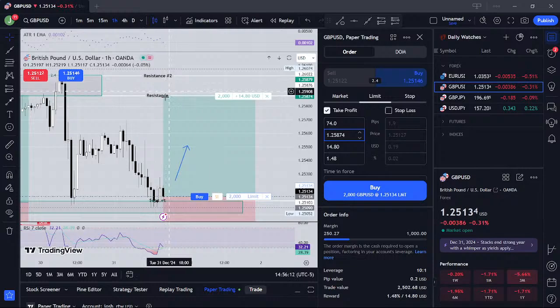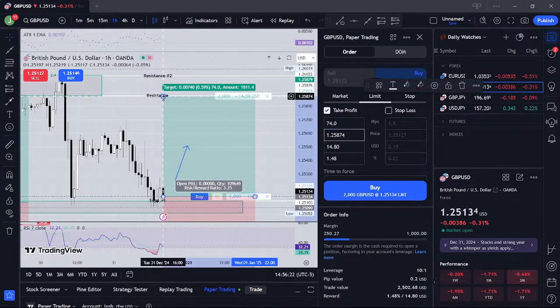Wait, sorry, I have to add the spread into the calculation, so that's going to be 2. So I'm going to drop this down by 2 pips. 7, 4, so it's going to be 5, 4, because of the spread.